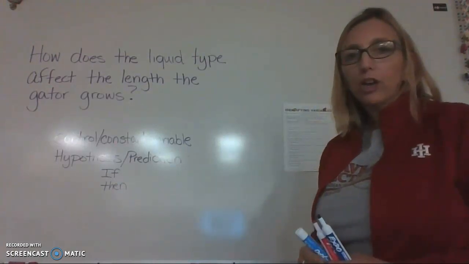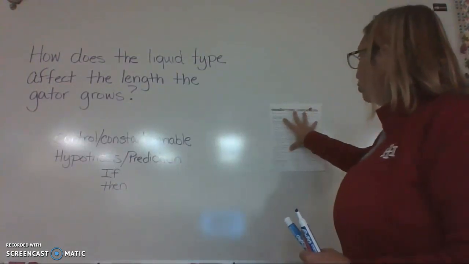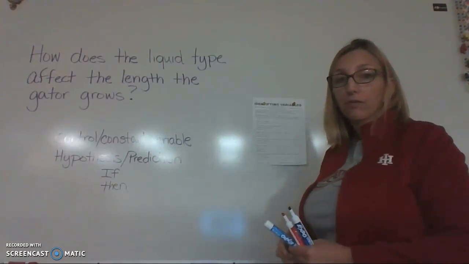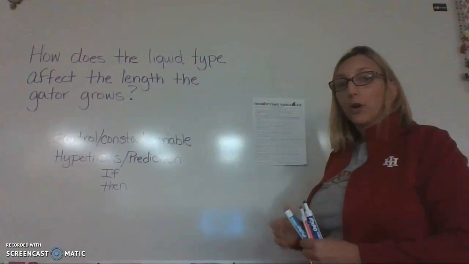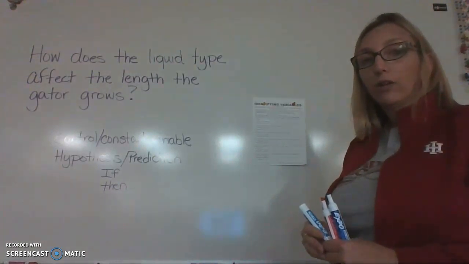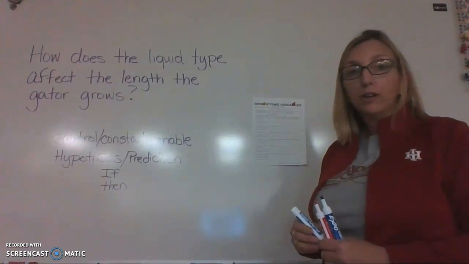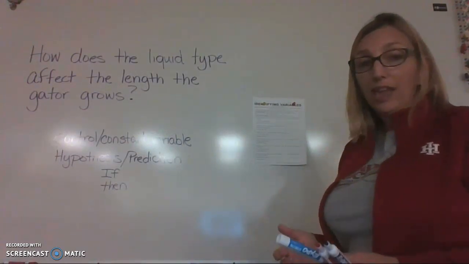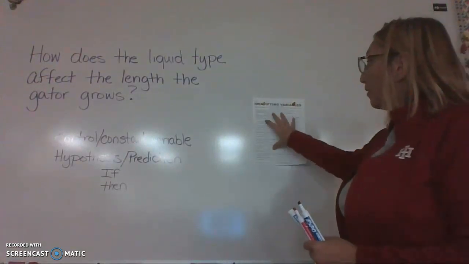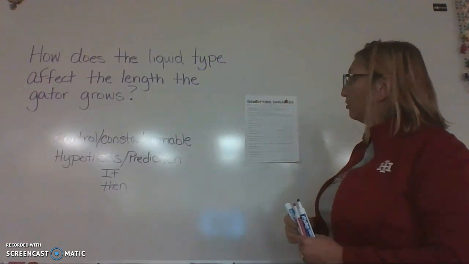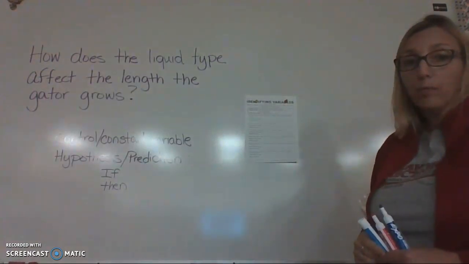Hello, I'm going to talk about how to identify variables in your experiment from your problem. So I just wrote up the problem for the GrowGator. How does the liquid type affect the length of the gator that the gator grows? The directions on your assignment for this quadrant ask you to underline the independent variable.